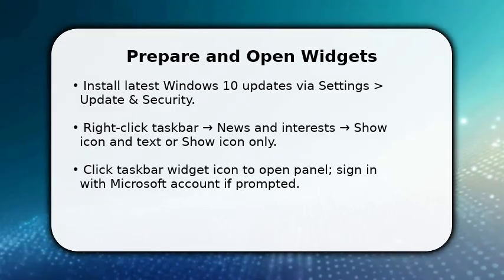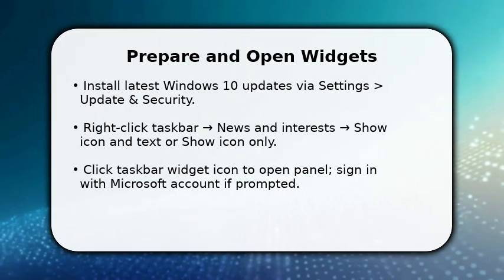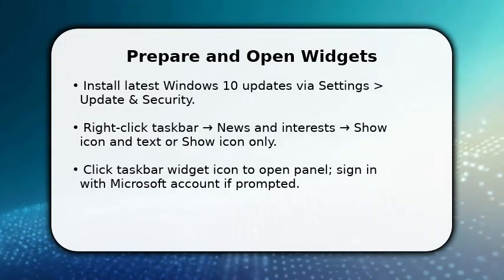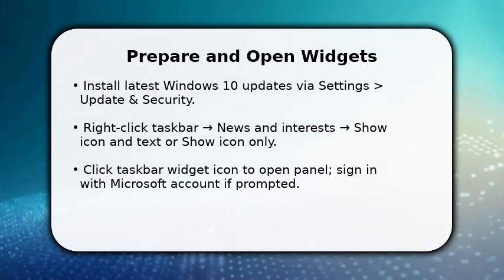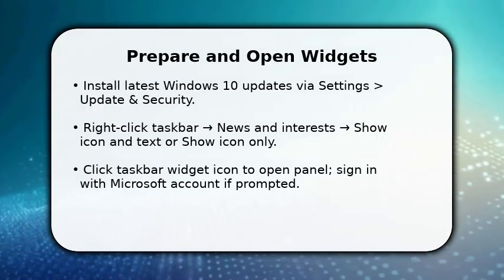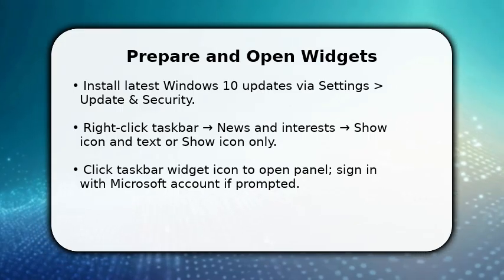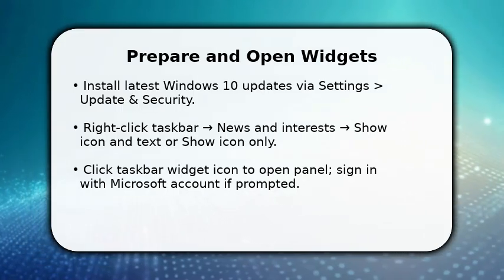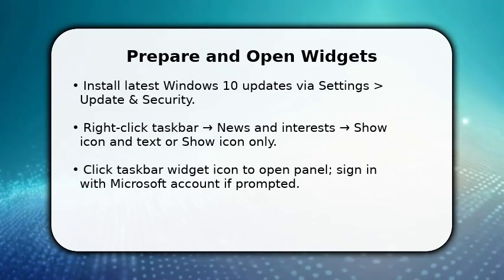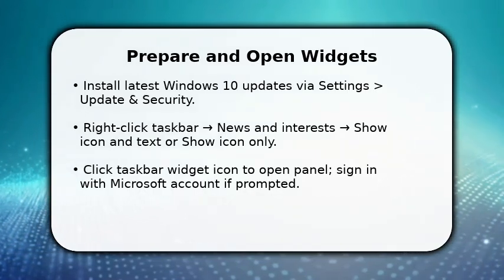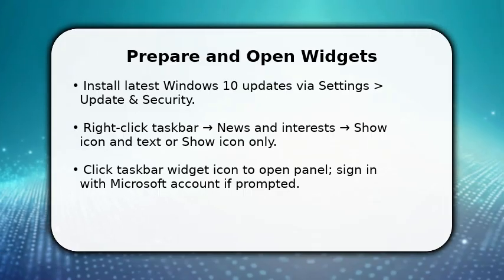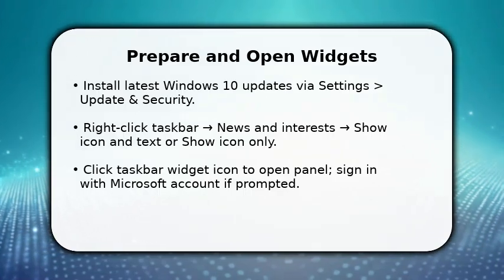You'll start by making sure Windows is up to date and the News and Interests widget is enabled. Once done, right-click the taskbar and choose News and Interests, then select Show Icon or Show Icon and Text so the button appears. Click that taskbar icon to open the Widgets panel. You'll be prompted to sign in with your Microsoft account for syncing. This step makes the widget panel available and prepares it for personalization, which we'll do next.